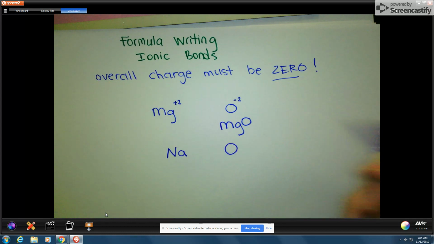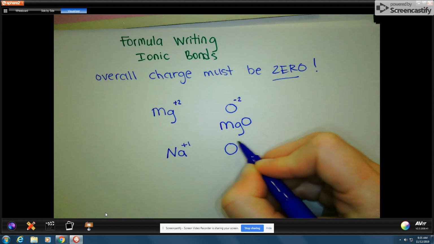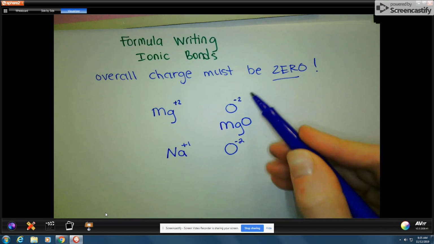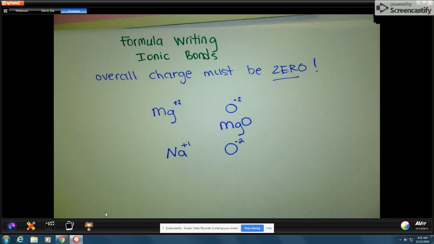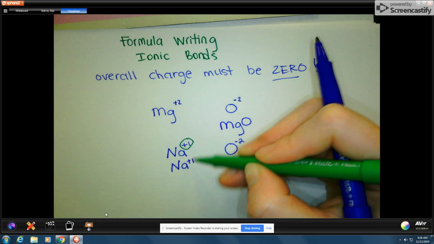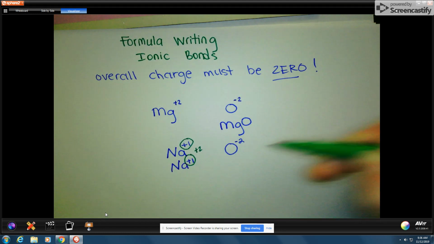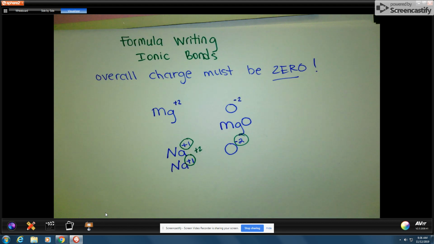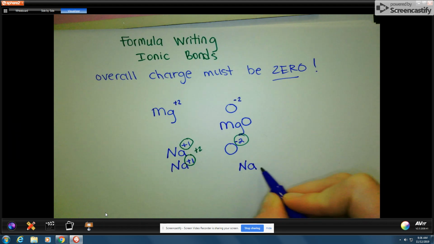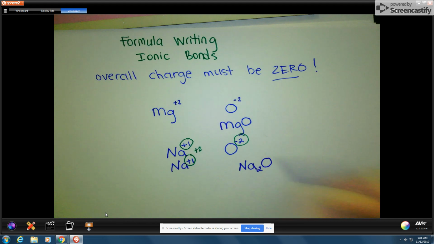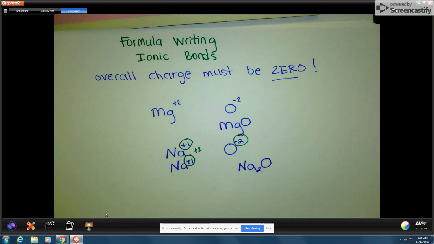Sodium and oxygen. Sodium is a +1. Oxygen is a -2. I'm moving a little fast with the charges. Just know I'm looking at the periodic table to figure it out. Now for this one, I have a +1 and a -2, so that's not overall 0 if I just have 1 of each. So I need another Na. If I have another Na, I have +1 and +1, that makes an overall +2, and a -2, that's going to cancel. Well, it took 2 Nas to do that, so I'm going to put a little 2 down here, and then 1 oxygen, so I just put an O.